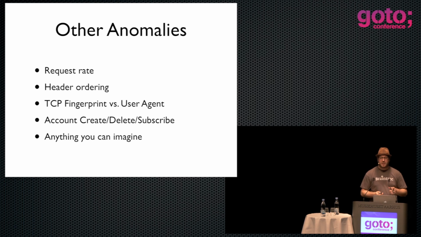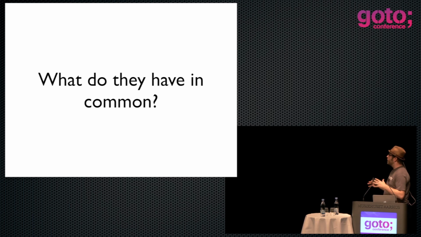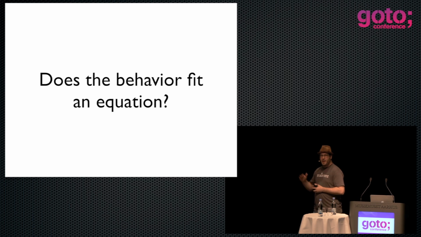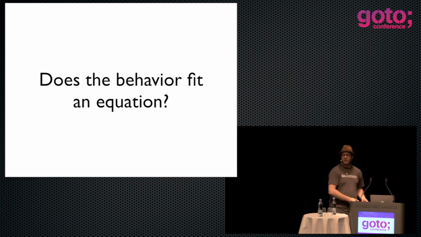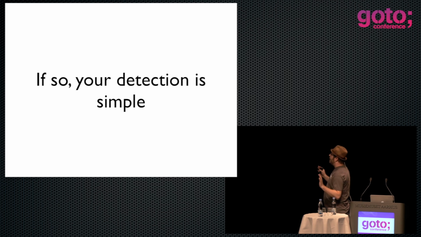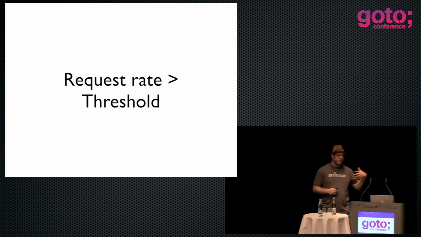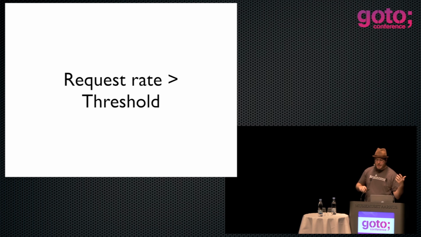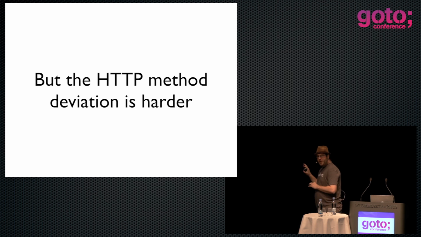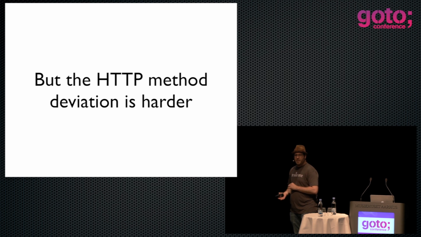This is an open-ended story, but there's a common theme, I should say. And that's, does the behavior fit an equation? Can I actually say this greater than this is bad? You can basically look at data, apply a formula, and get an answer. That's step one, right? Your detection is super simple if that's the case. So examples of this are things like, is the request rate greater than the threshold? Does the TCP fingerprint not match the user agent? Header order, same thing. But that whole thing about deviation of HTTP verbs is actually a little bit trickier. I could say it's deviated, but that doesn't mean that it's got malintent.